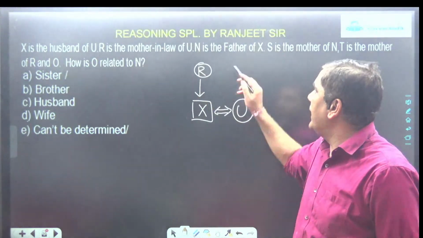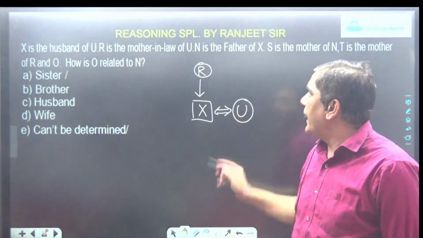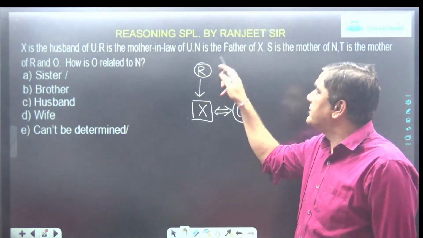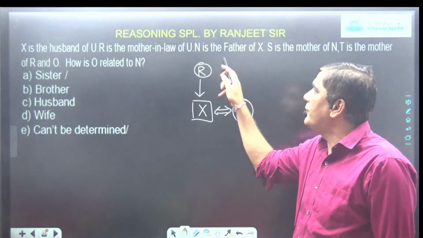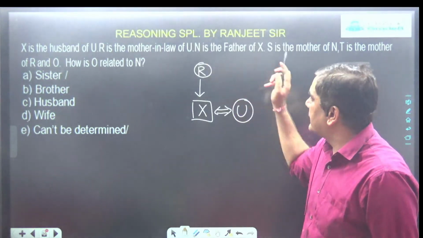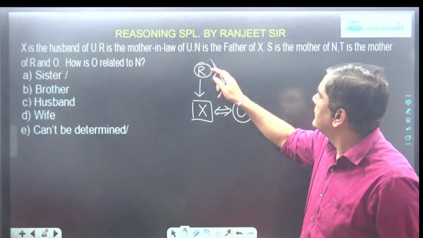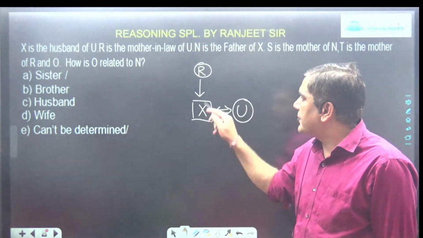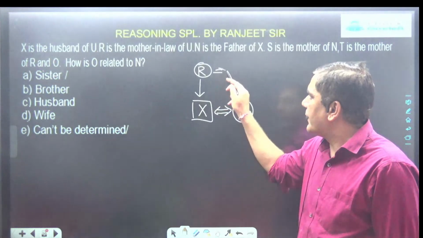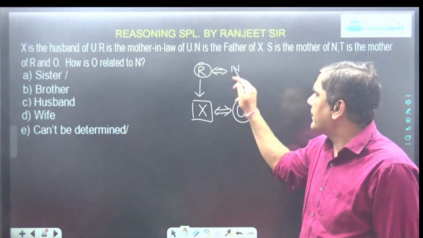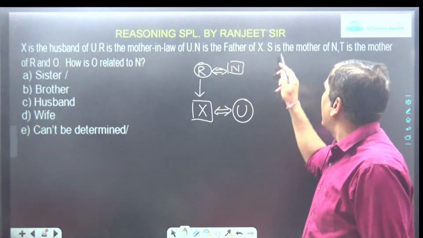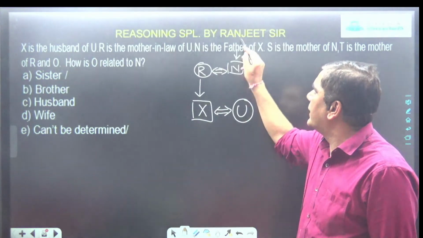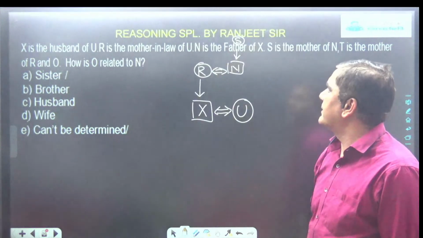Next one, N is the father-in-law of X. N is the father of X. So N must be over here, and these two must be a married couple. Next one, S is the mother of N. So now they are saying S is the mother, so S will be over here.